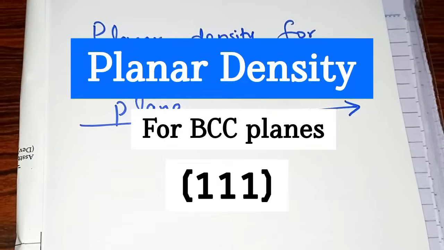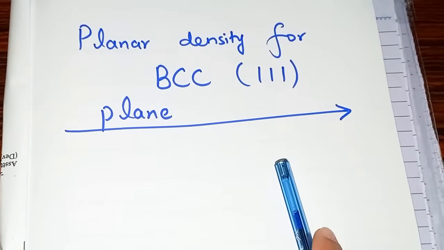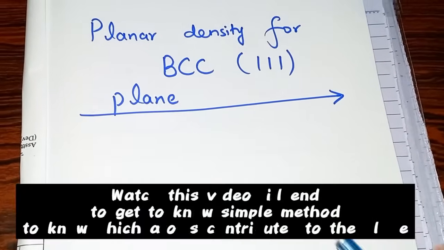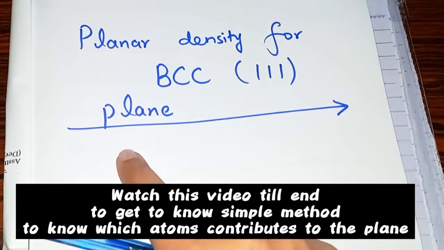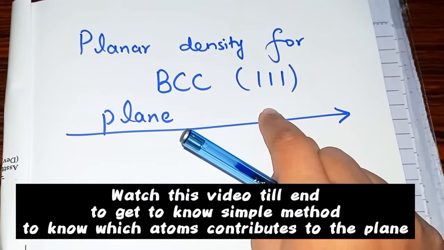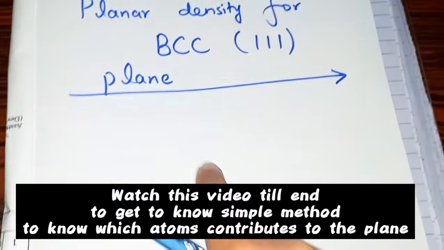In this video, we'll calculate the planar density for the 111 plane in BCC. Now, this is the most controversial plane for BCC because so many people were asking me why the central atom in BCC doesn't contribute to the 111 plane in the planar density calculation. This is something I didn't answer before, and now I'm answering it.